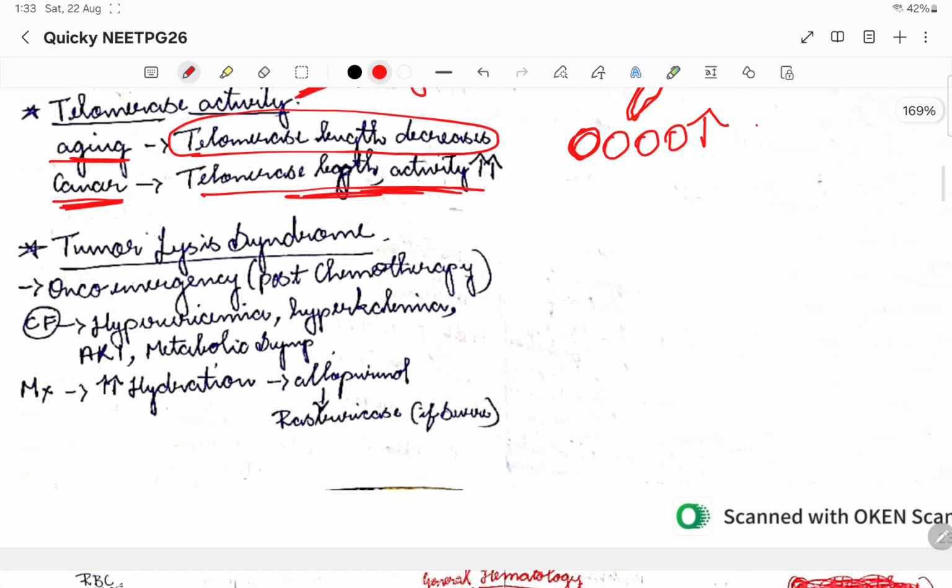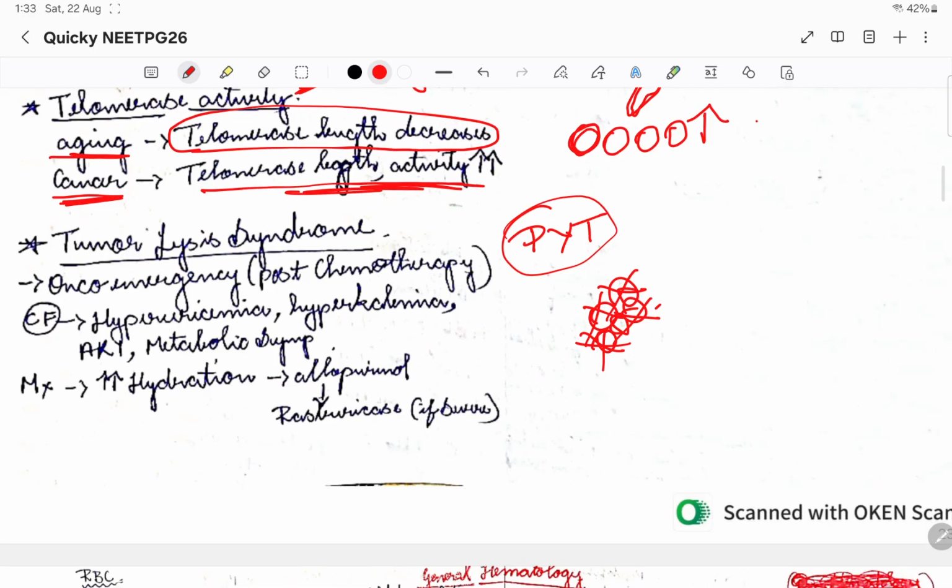One more thing I want you to remember is tumor lysis syndrome. This is a previous year topic they have asked. What happens is, suppose this is a tumor and it suddenly undergoes lysis, because of the chemotherapy or immunotherapy that we are giving, and suddenly all of these cells start dying. That is when tumor lysis syndrome will occur.